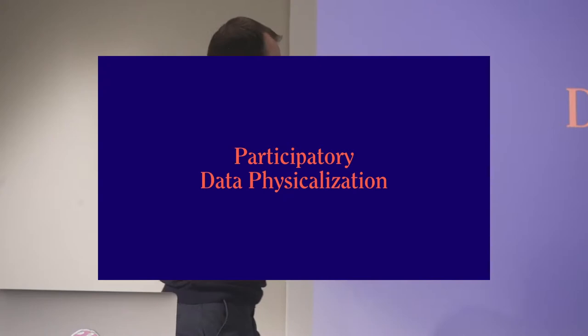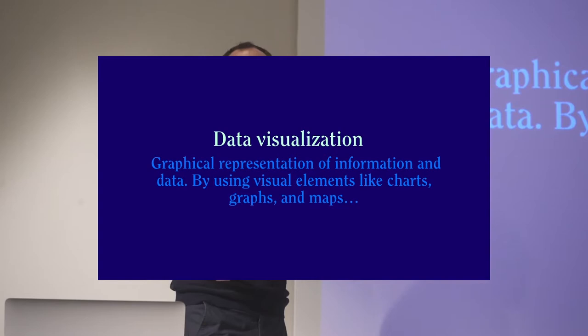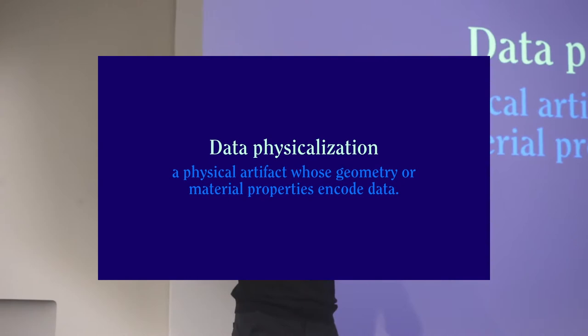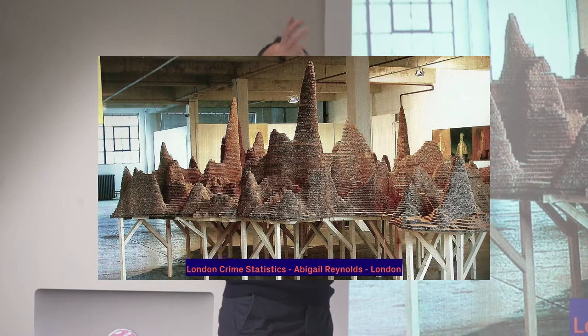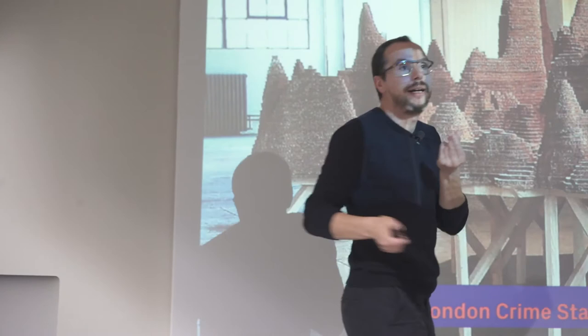So probably you know what a data visualization is. Data physicalization is very similar. So data, instead of being visualized, are physicalized and take place in the public space. For instance, this is the map of the London crimes. So instead of having a map with bubbles, it's something made of cardboard. You can walk around, you can even smell. There are many things that are activated compared to a traditional digital experience.